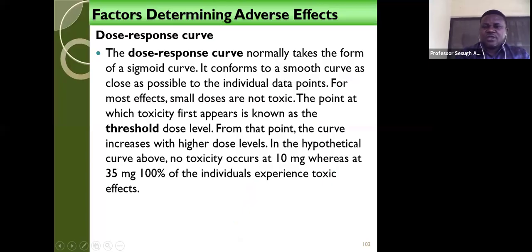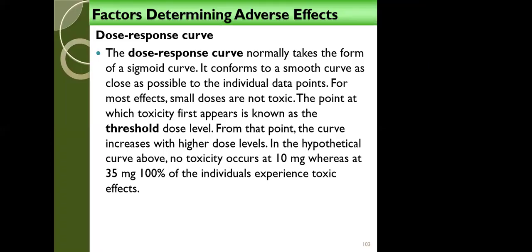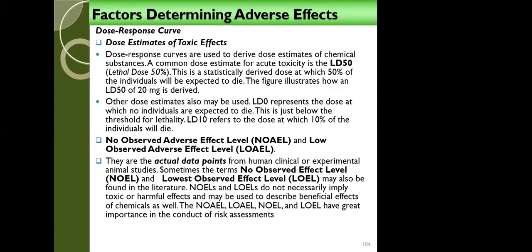So the point at which toxicity first appears is known as the threshold dose level. From that point, the curve increases with higher dose levels. As you can see in the hypothetical curve, no toxicity occurs at 10 milligram, whereas at 35 milligram, 100% of the individuals experience toxic effects.